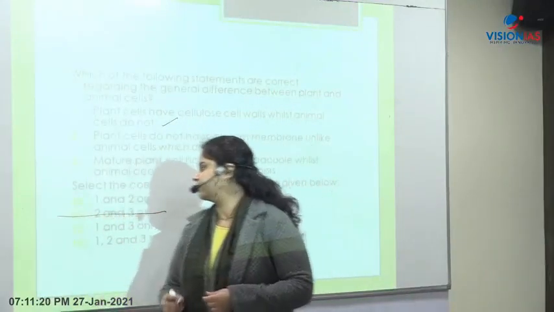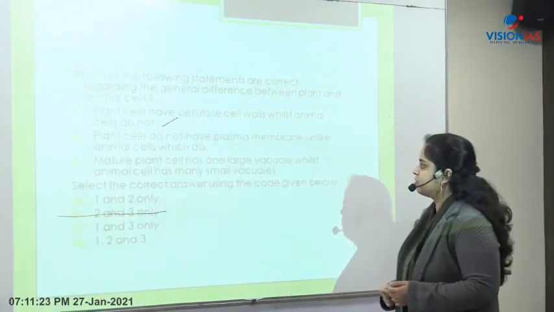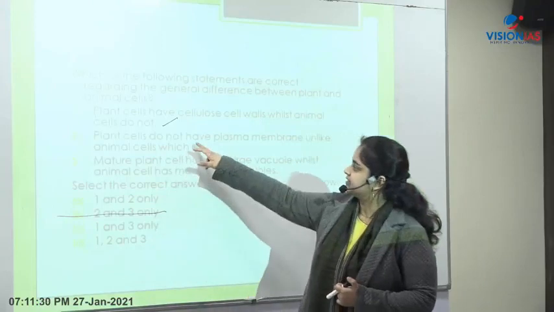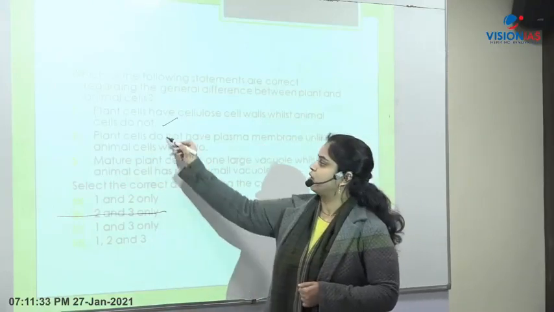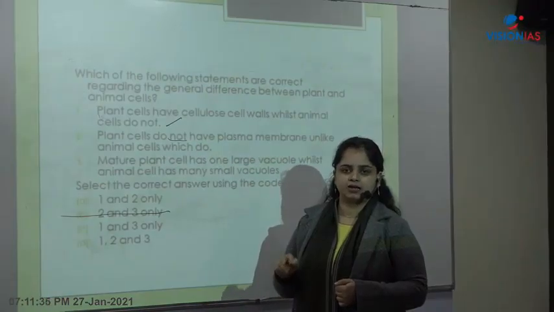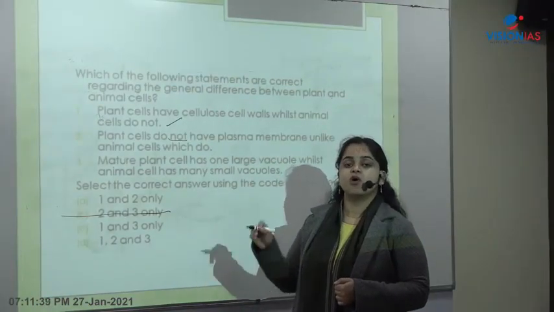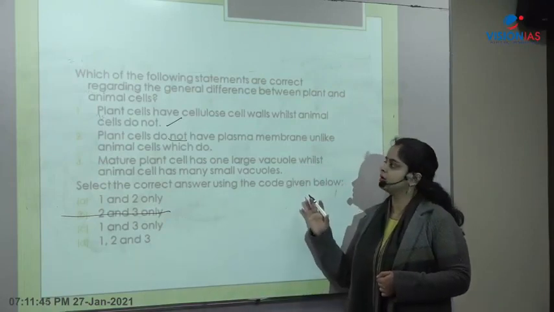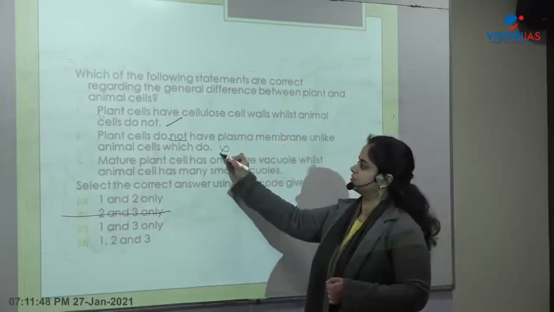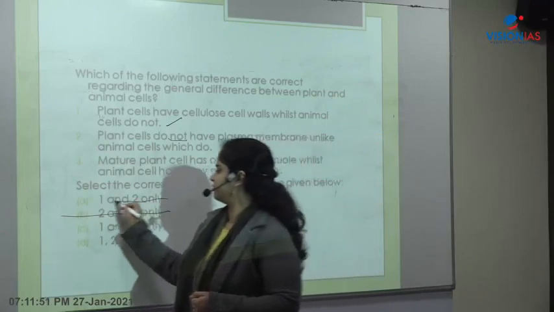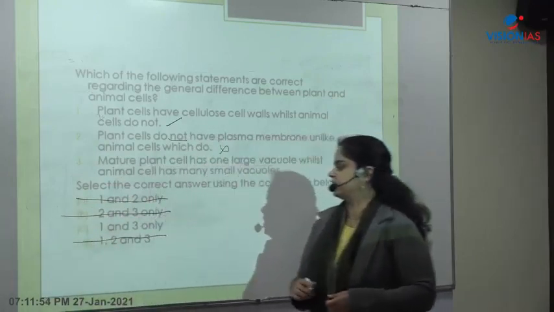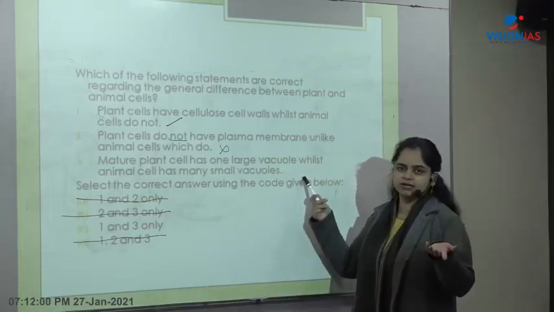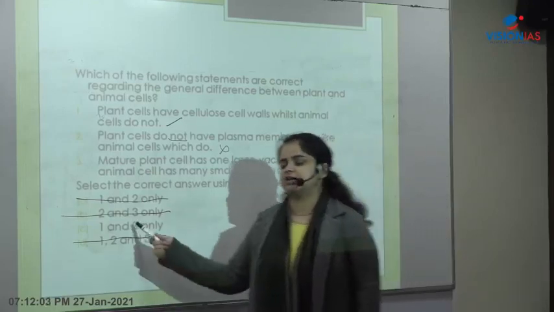We eliminate option B. Second, plant cells do not have plasma membrane unlike animal cells which do. Plant cells do not have, they are saying. This is incorrect. Plant cells have cell wall but they also have cell membrane, or plasma membrane, is also there. So this is incorrect. We have to remove option A and option D as 2 cannot be a part of the answer. So even if you don't know anything about the third statement, you don't have to worry about it because the answer is already there.